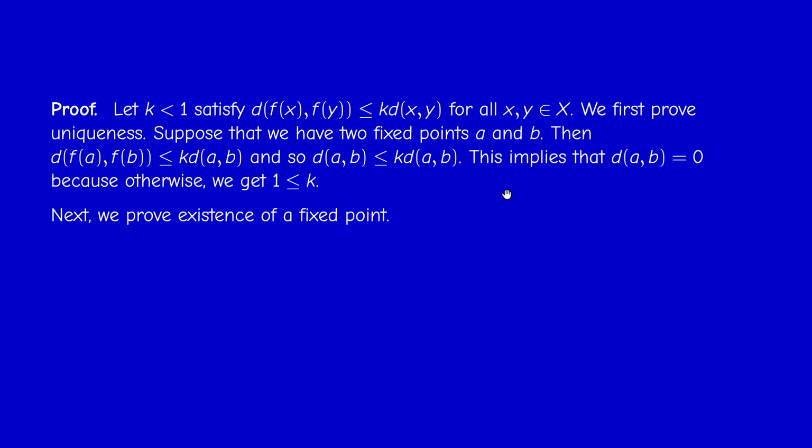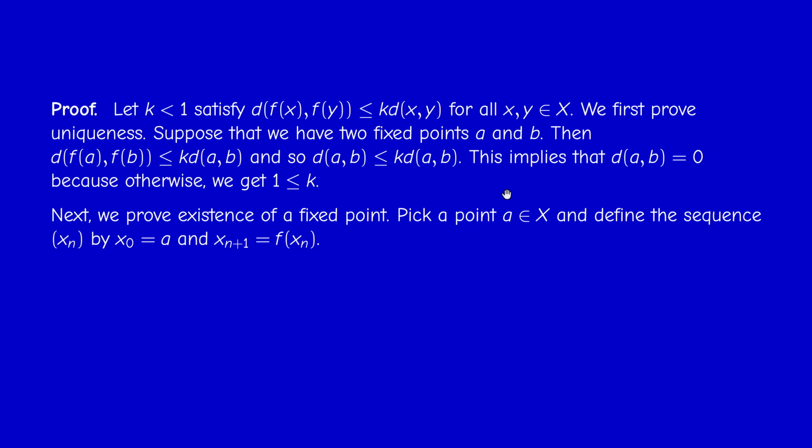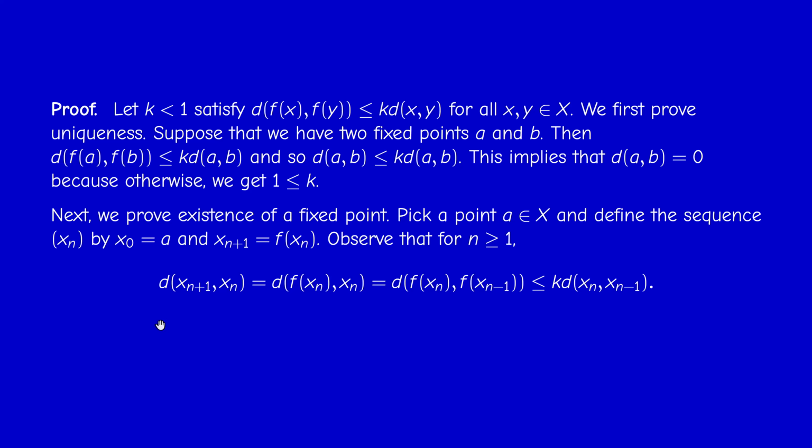Now we prove the existence of a fixed point. This is a fundamental iteration analysis. We start with an arbitrary point a, or x0 if you like, and we define a sequence by induction. We set x0 equal a and x_{n+1} equal f(x_n). So this is just an iteration: a, f(a), f(f(a)), and so on. We get a sequence that we call the orbit of x0 under f. We'll prove that x_n is a Cauchy sequence, and then we'll prove that the limit of this sequence is the required fixed point.